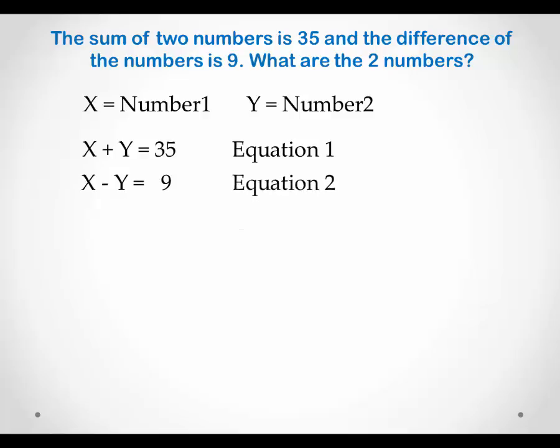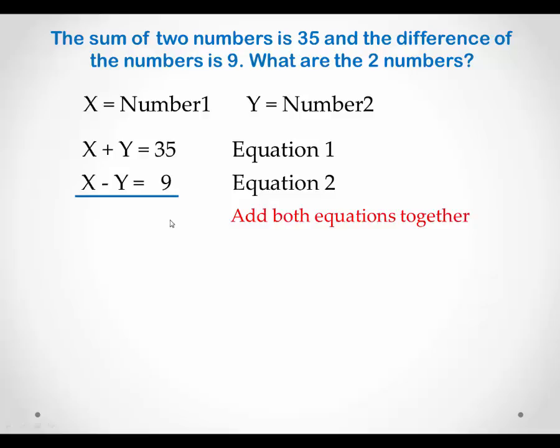Now in this case, how we're going to approach the problem is that we are going to add both equations together. By doing so, it will allow us to eliminate one of the unknowns. So the first thing we're going to do is add both equations together, and as you can see, we can add the unknowns together and the values.